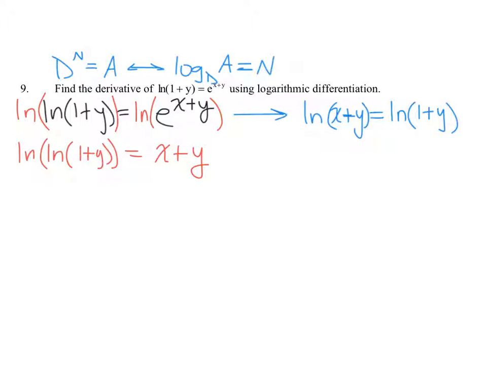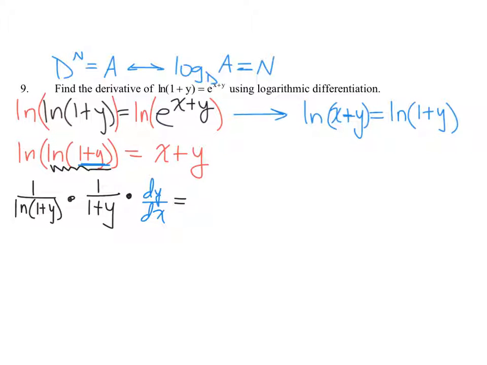Then I could differentiate. So it's chain rule gone crazy here. All right, so it's the ln of something, that something also being an ln. So 1 over the ln of 1 plus y times the derivative of the thing on the inside. The derivative of the thing on the inside is also a natural log, which would be 1 over 1 plus y times the derivative of the thing inside of that, which would just be dy/dx.